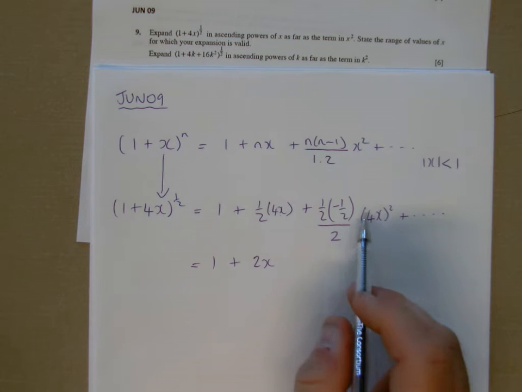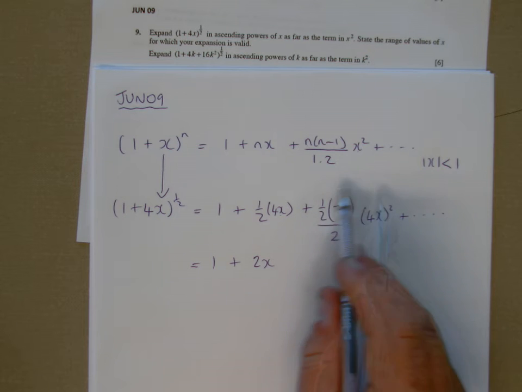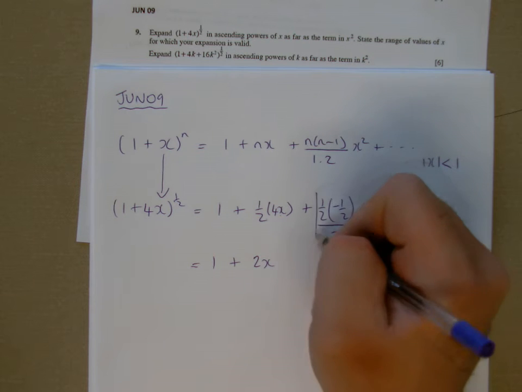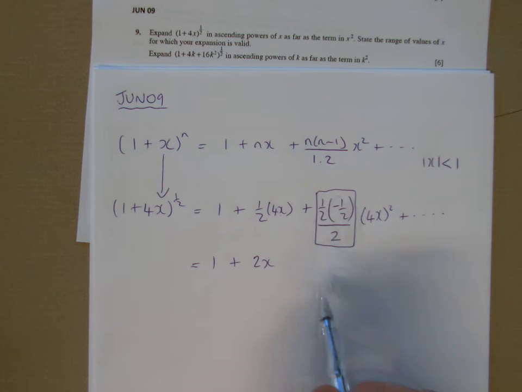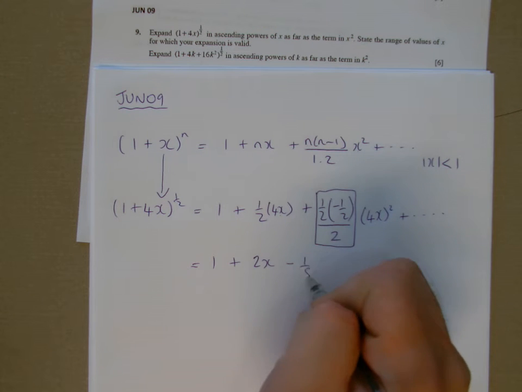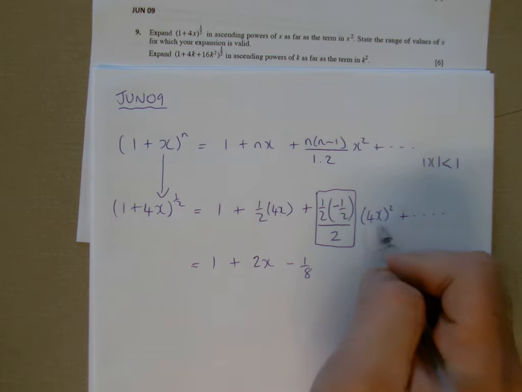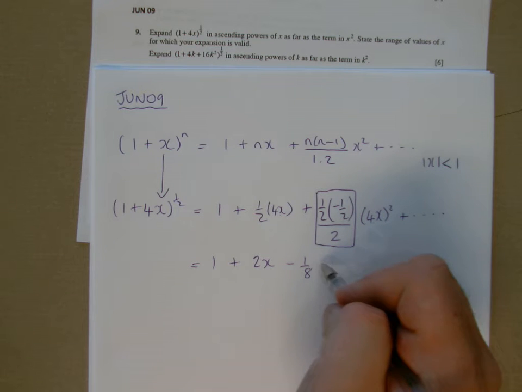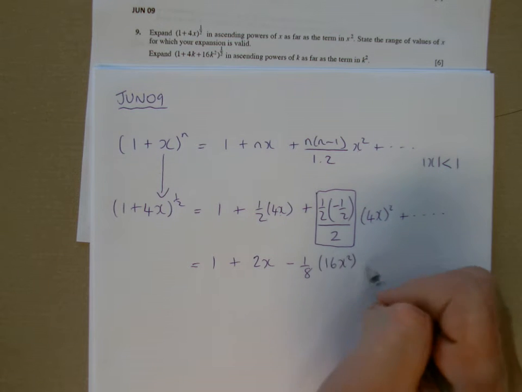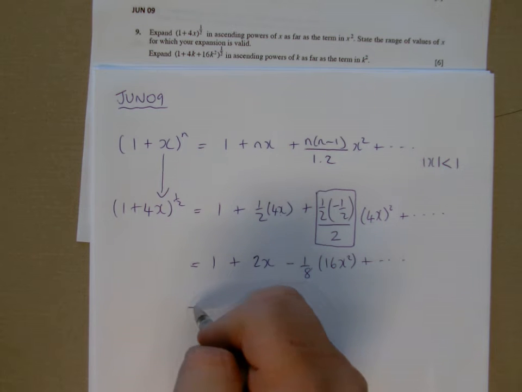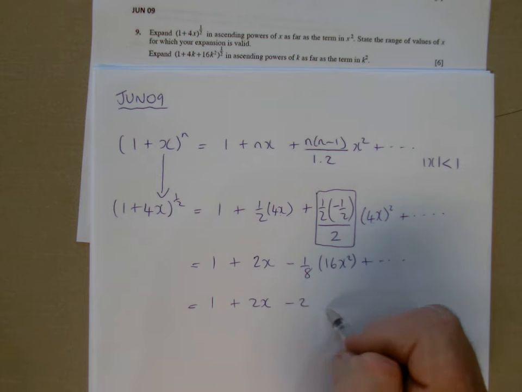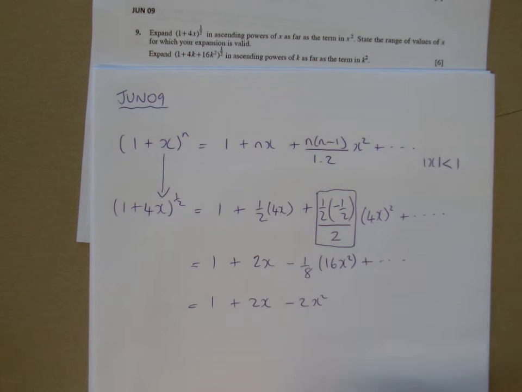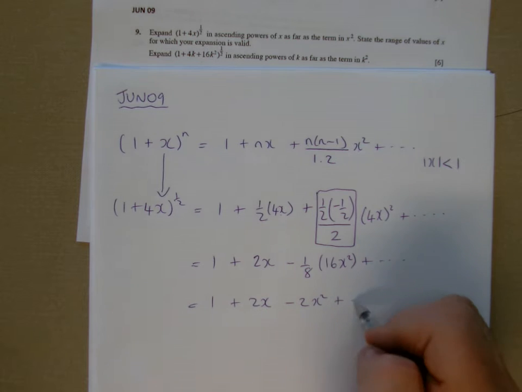Now what I would do next is, I wouldn't necessarily work this out in one go on my calculator. I would just do this part first, and if I do that on my calculator, it comes out to be minus 1/8. And then of course you square the 4x, so I square the 4 as well, and I get 16x squared, plus dot, dot, dot. So this becomes 1 plus 2x, and 1/8 times 16 on your calculator is 2, 16 divided by 8. So there's your expansion of 2x squared.